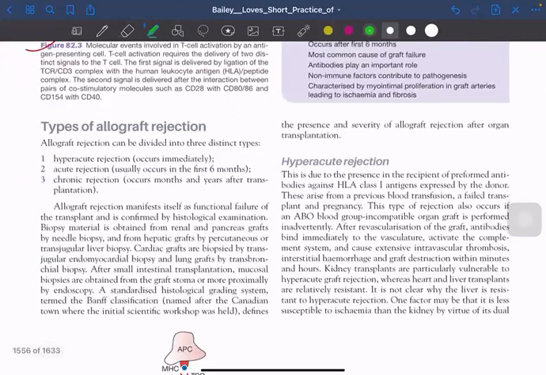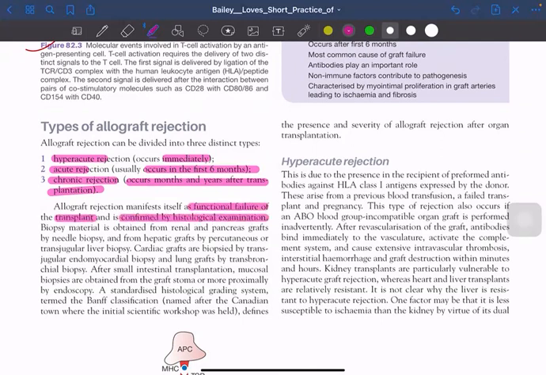Then the types of allograft rejection. There are 3 types of allograft rejection. First is hyperacute, second is acute, and third is chronic rejection. Hyperacute occurs immediately on table within hours, acute occurs within the first 6 months, and chronic rejection occurs after the 6 months. Allograft rejections manifest themselves as the functional failure of the transplant, and they are confirmed by histological examination.